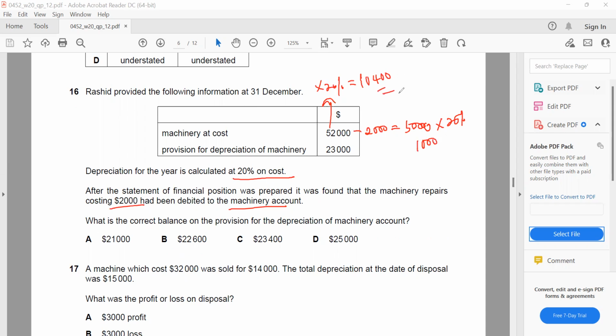So an extra 400. Okay, what is the correct balance on the provision for depreciation of the machinery? So if I'm going to adjust this one, this one is an extra 400, so I have to minus out 400 in order to get the correct amount. So the answer should be 22,600. Okay, so the difference is 400. Now let's move on.